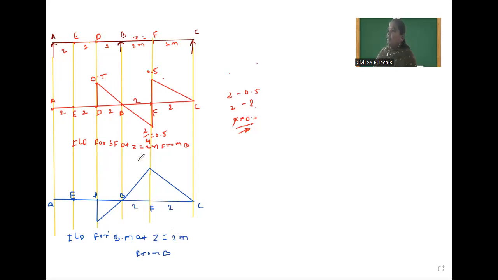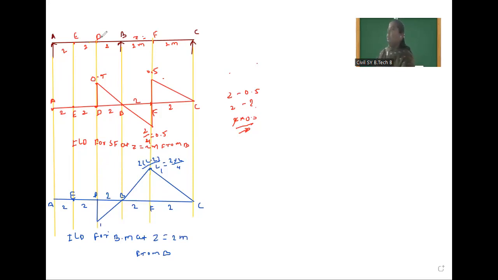Here the value is ZL minus Z divided by L. So Z is 2, into 2, divided by 4. I think one value will be there. Here 1. Okay, so for 2 meter the value is 1. So for this 2 meter, again the value will be 1. So here 1. So this is the ILD for bending moment. Likewise, you have to draw if 2 hinge supports are provided.